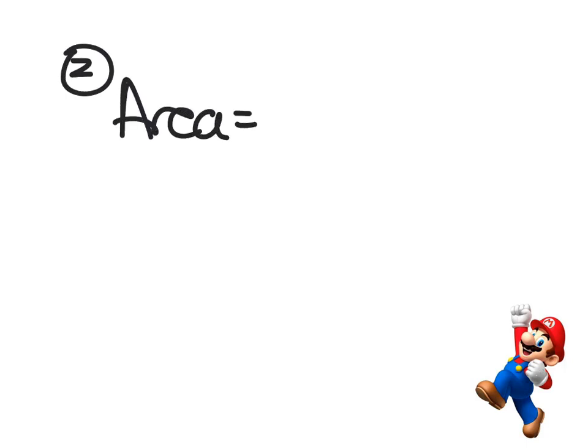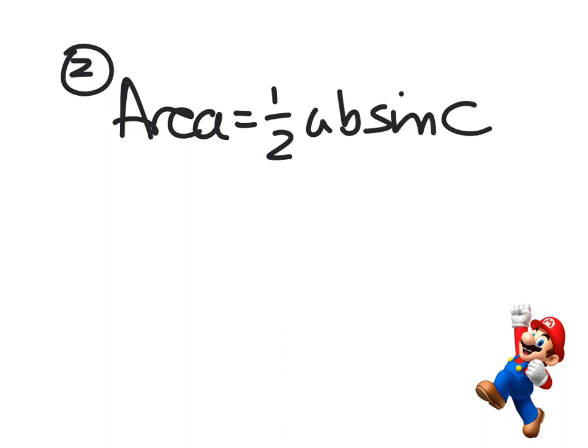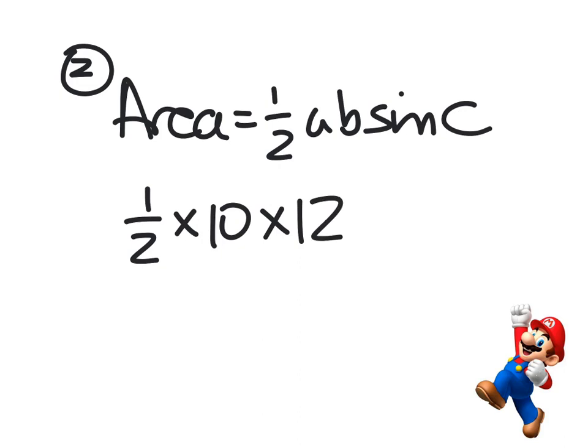Question 2, area of a triangle. Now we know the area of a triangle formula is a half ab sine C, or a half times the side, which is 10, times the side, which is 12, times sine. Now unfortunately we don't have an angle this time, but we do know from the question that sine A is equal to 4 over 5.